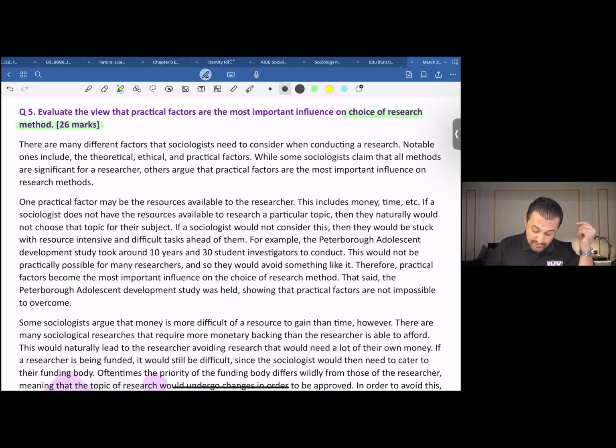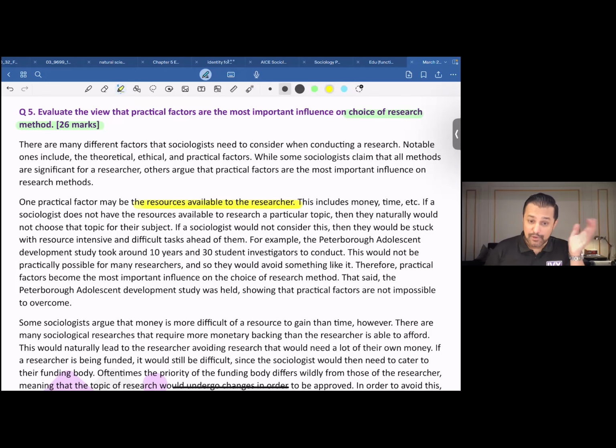The resources that are available to the researcher, or the funding, of course, is a practical factor. This includes money, time, etc. If a sociologist does not have the resources available to research a particular topic, then they naturally would not choose that topic for their subject. If a sociologist would not consider this, then they would be stuck with resource intensive and difficult tasks ahead of them. So you need to be pretty careful when you're choosing a topic before you conduct your research.